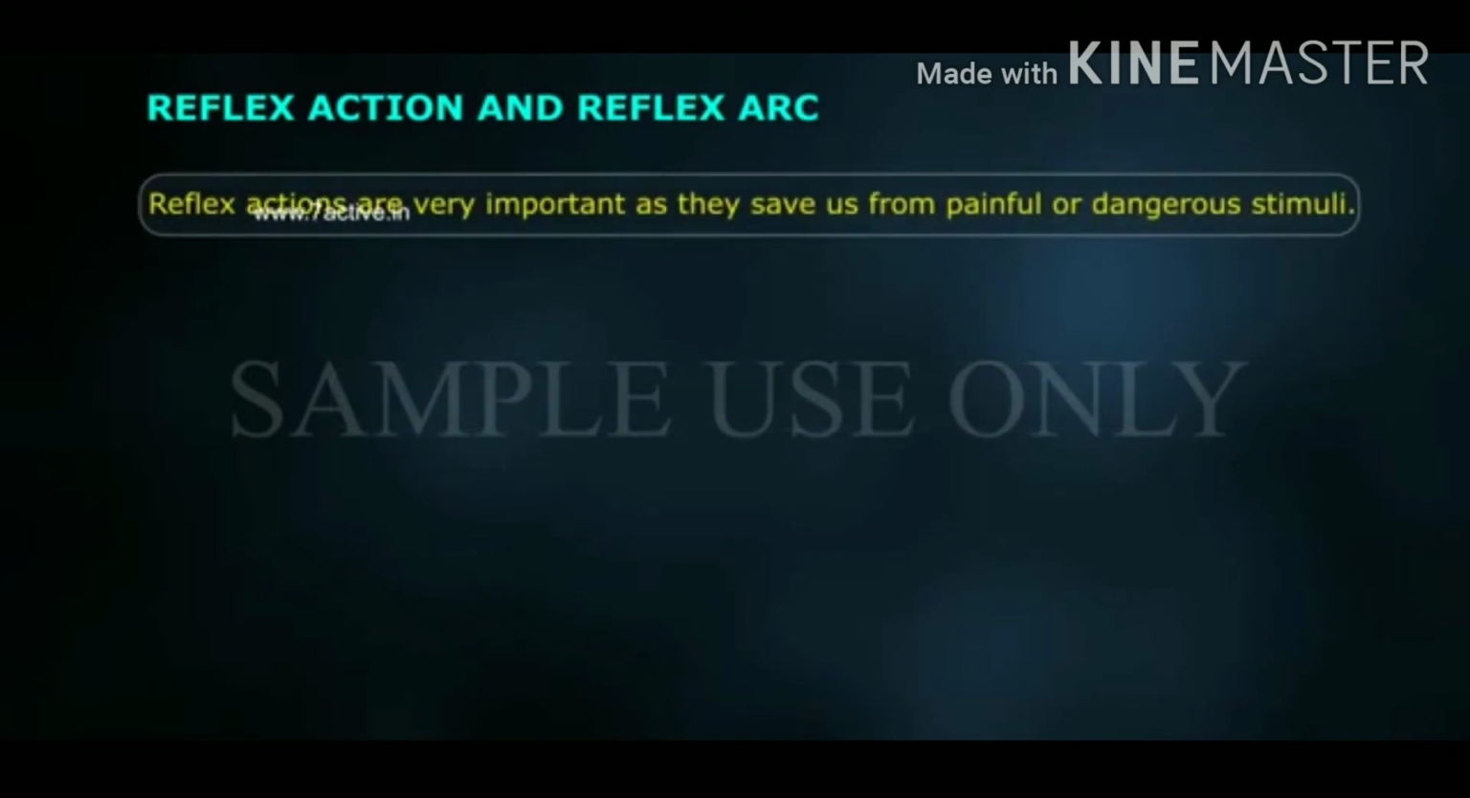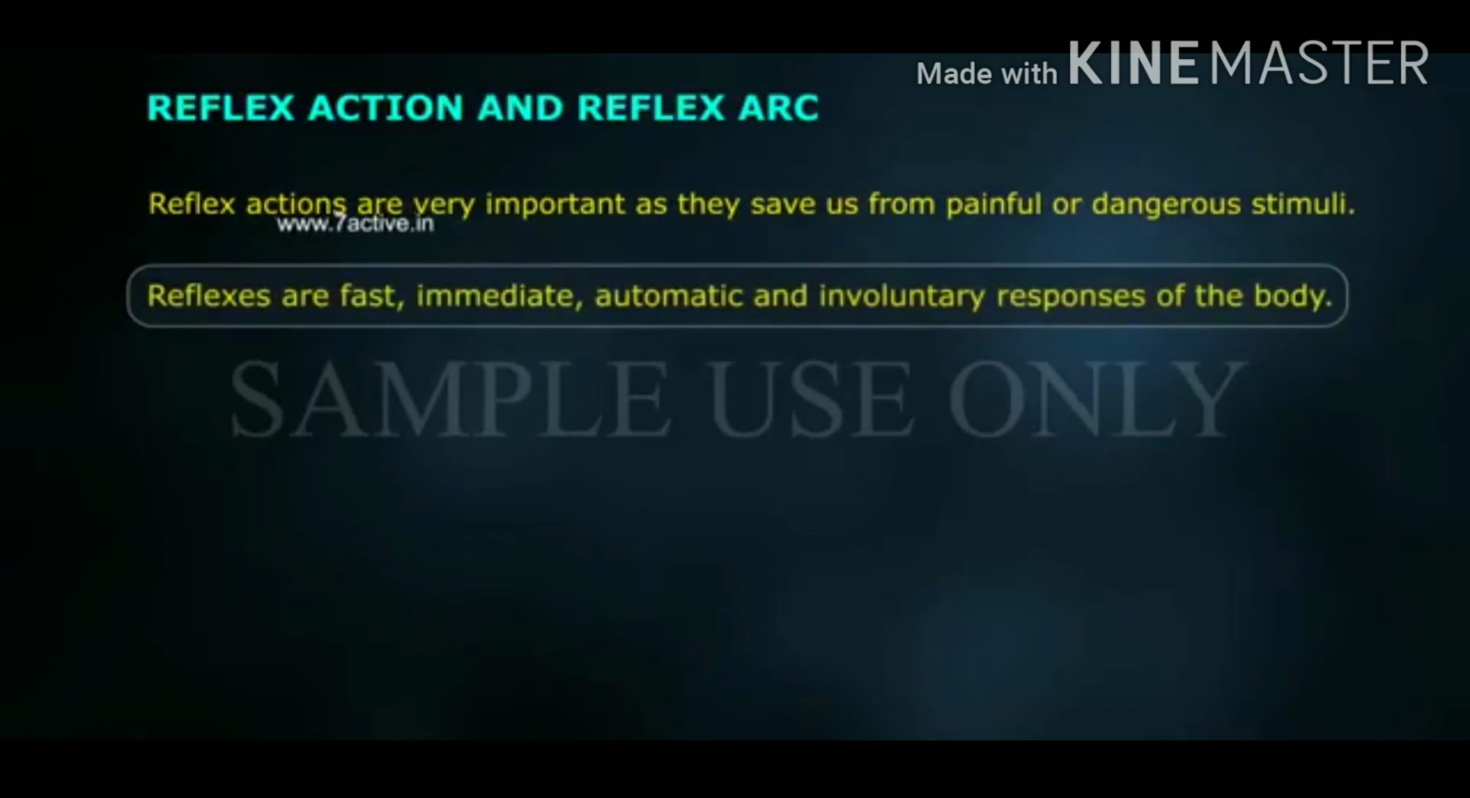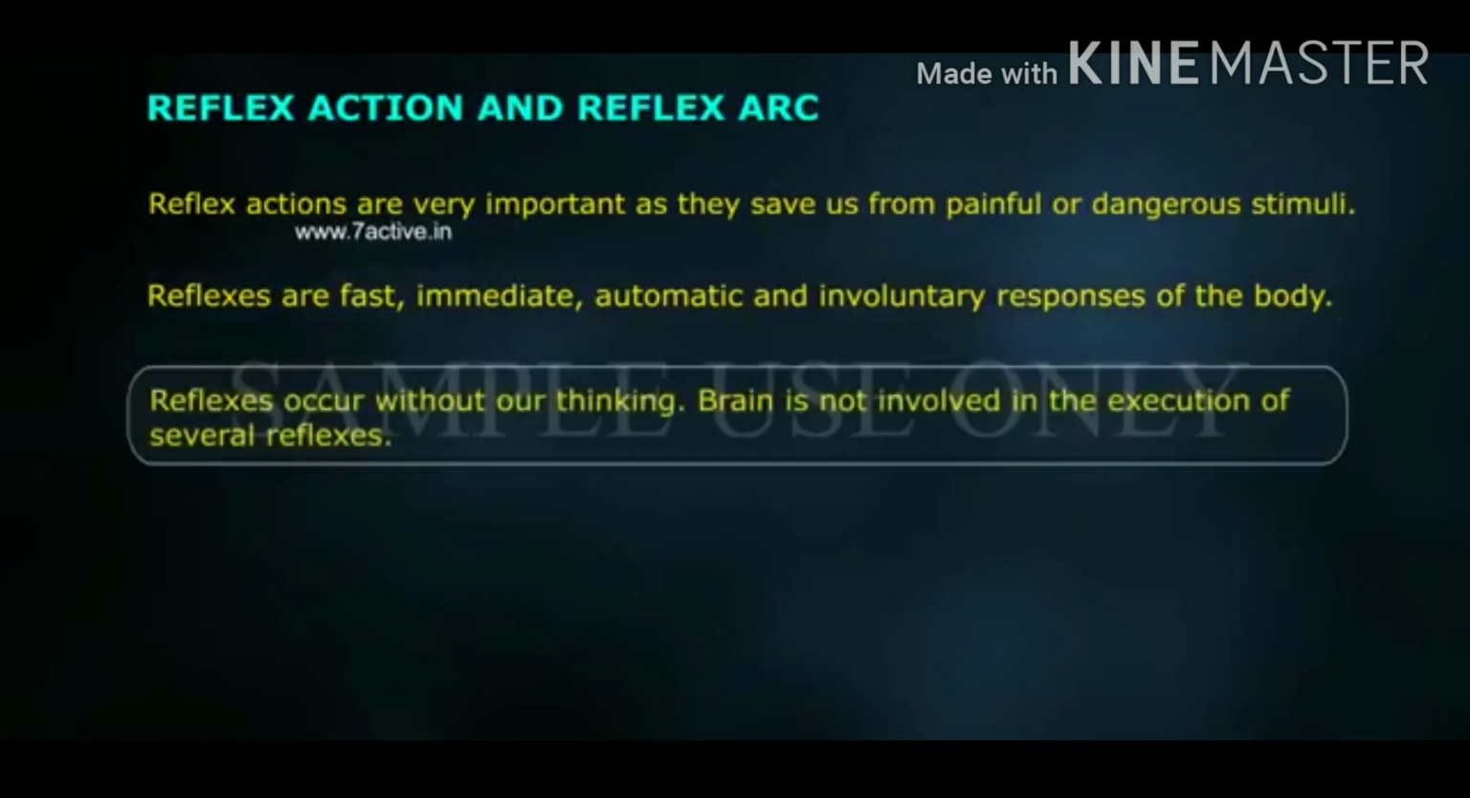Reflex actions are very important as they save us from painful or dangerous stimuli. Reflexes are fast, immediate, automatic, and involuntary responses of the body. Reflexes occur without our thinking. Brain is not involved in the execution of several reflexes.